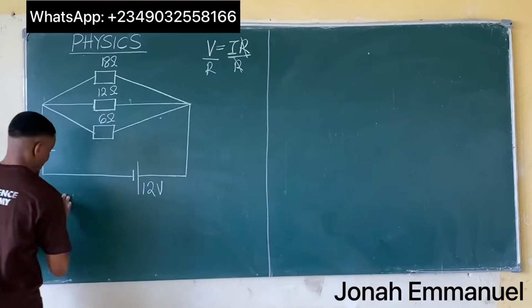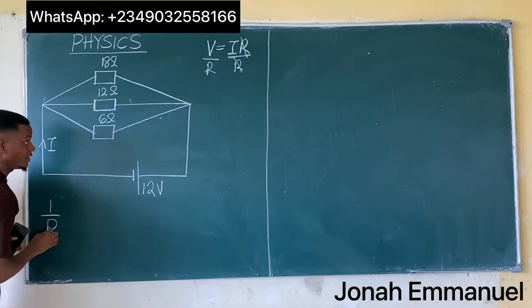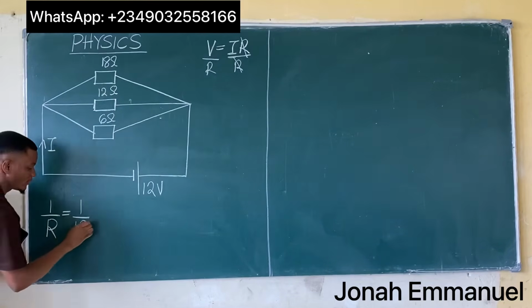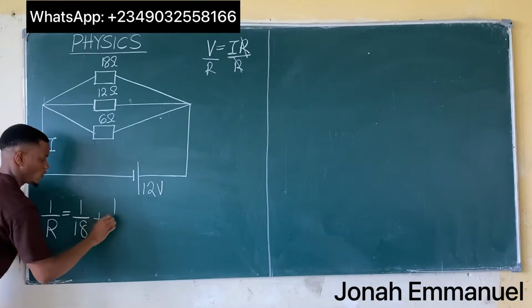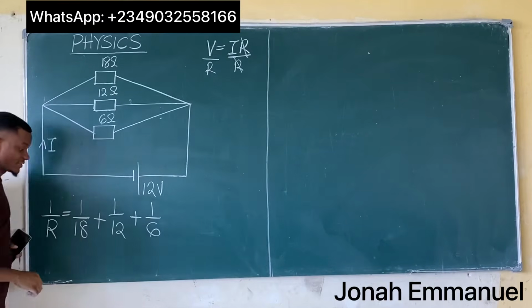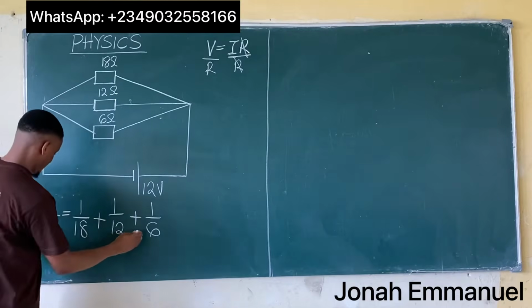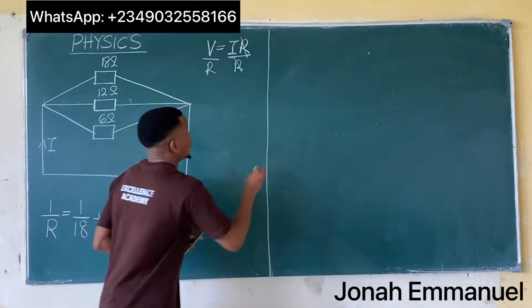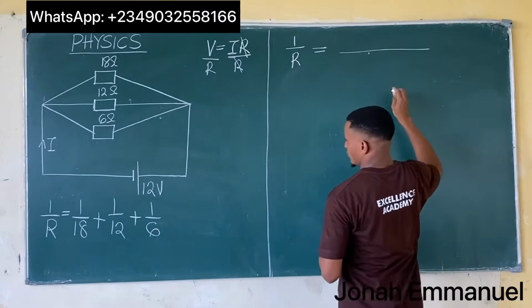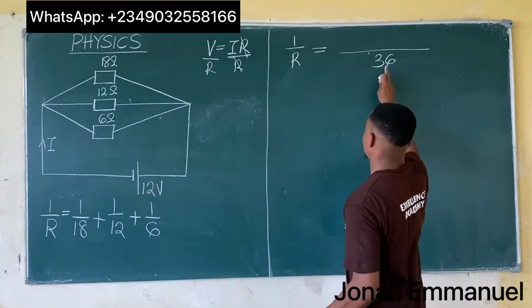We said for resistance that the equivalent 1 all over R EQ, or let's say 1 over R here, is equal to 1 all over, I'm taking this as R1, 18, plus I'll take this as R2, 1 over 12, plus I'll take this as R3, 1 over 6. If I take LCM there, LCM of 18, 12, and 6, I will have that 1 all over R is equal to, my LCM becomes 36. Alright, so my LCM is 36.